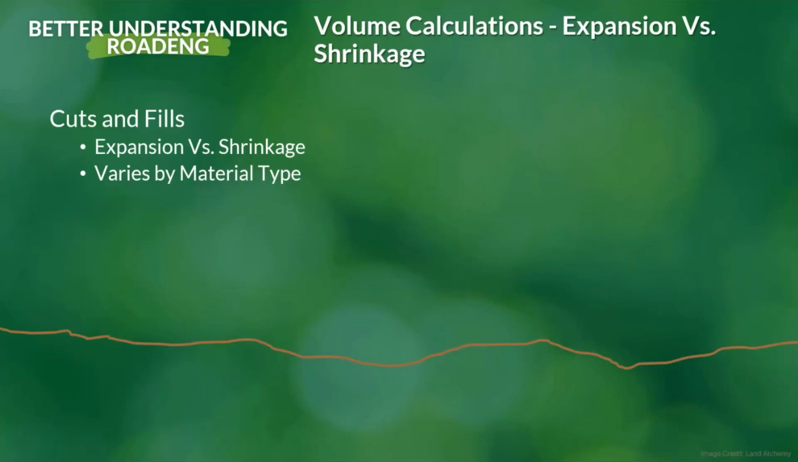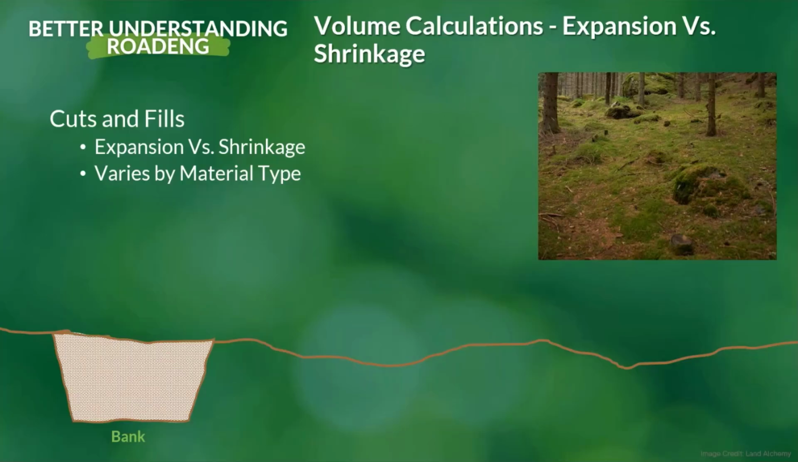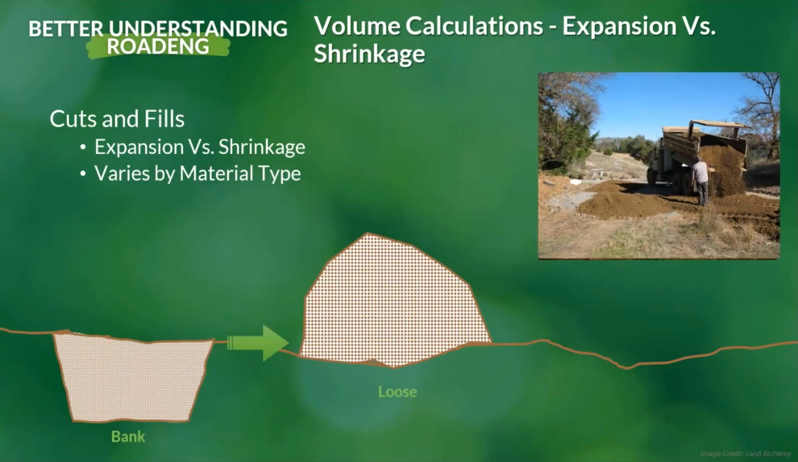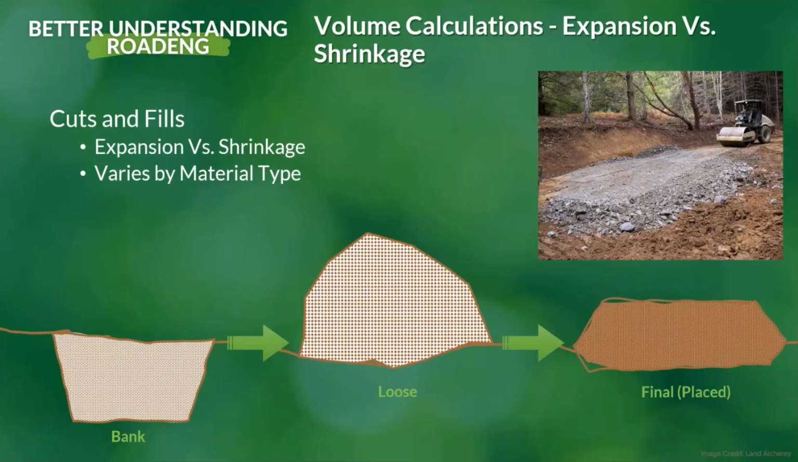So we like to think of materials occurring in three main states. The first state that a material can be in is banked, or in situ. So it has yet to be excavated. It's its resting state. We then think about it in its loose state, which is when it's getting transported. And then of course, once you've replaced or embanked that material, it has another state.